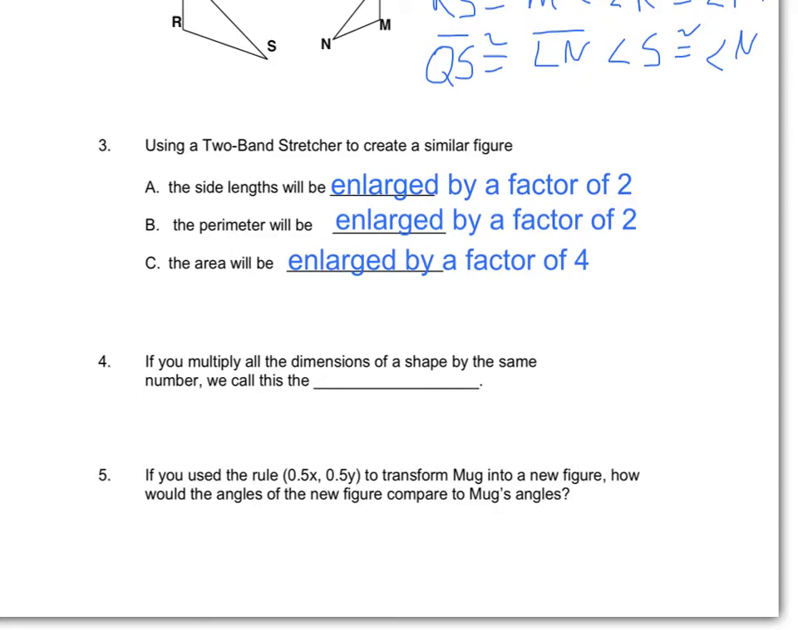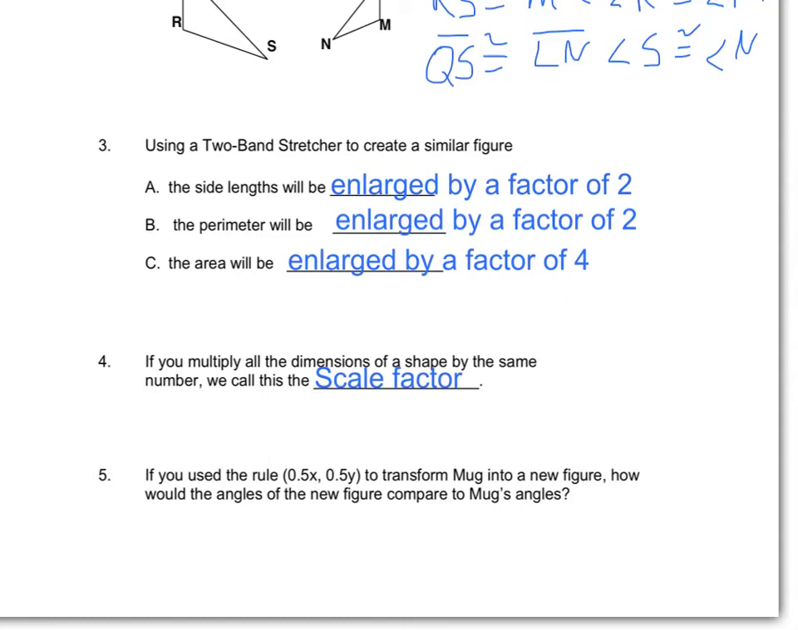You can say that the side lengths might be bigger by a factor of 2, but the whole key point is use the word factor. That's what we've been learning about for the past 3 weeks, and so we need to see that vocabulary on the test. B, enlarged by a factor of 2. And for C, the area is going to be enlarged by a factor of 4. Because remember, for area, we're going to have to square the scale factor.